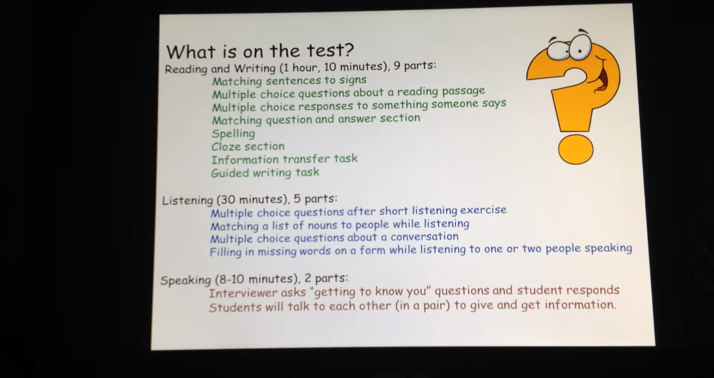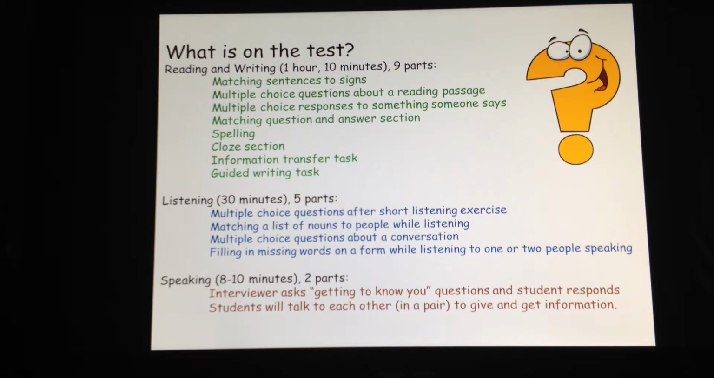What is on the test? The test is made of 3 parts. The first part is reading and writing, which is 1 hour and 10 minutes long and has 9 different parts to it. On the test, you will do matching sentences to the different signs that you see, multiple choice questions about a reading passage, multiple choice responses to something someone says, matching question and answer section, spelling, cloze, and information transfer task, and then the last part would be a guided writing task.